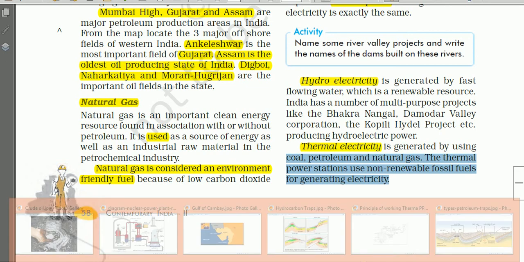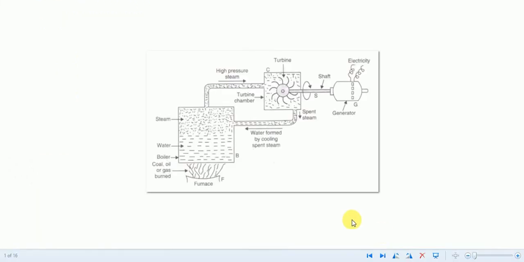Now let us see this working principle. See here, this is the basic working principle of a thermal power plant. Here this liquid water is boiled using this coal, petroleum or gas. Water is boiled, then steam is released with great pressure, then the turbine is rotated, then again it is fed to a generator, and electricity is produced. So this is how a thermal power plant works.